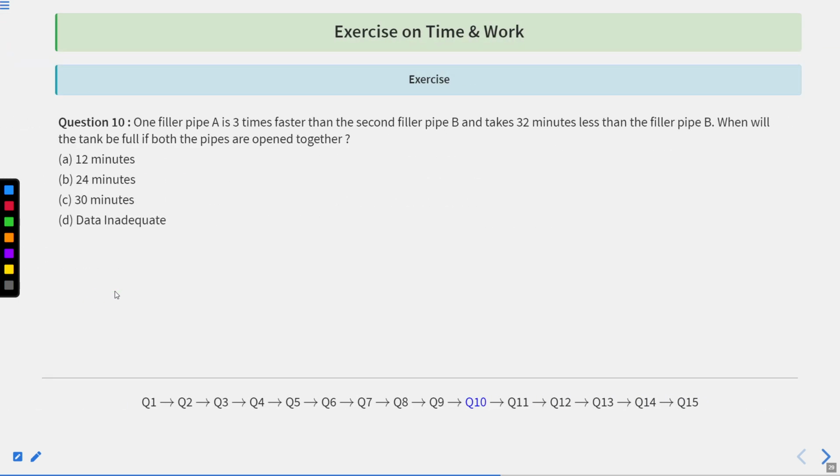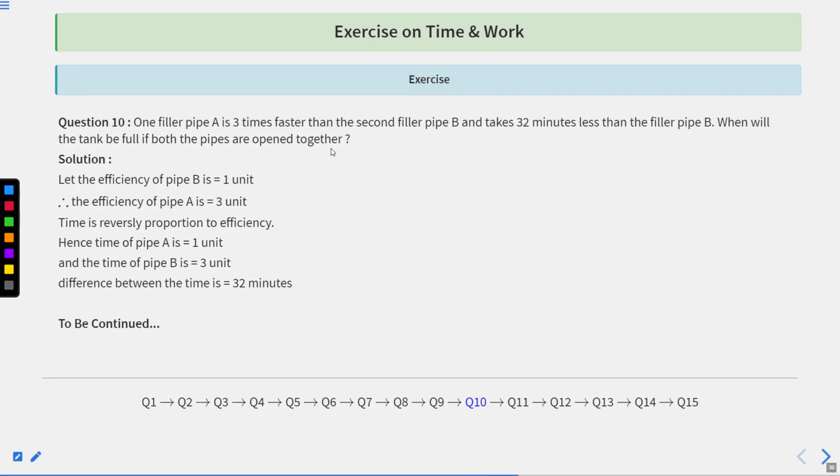Question number 10. One filler pipe A is 3 times faster than the second filler pipe B and takes 32 minutes less than the filler pipe B. When will the tank be full if both the pipes are opened together?